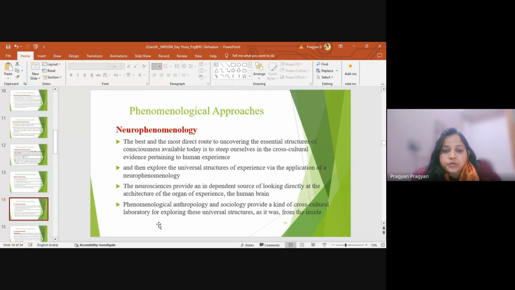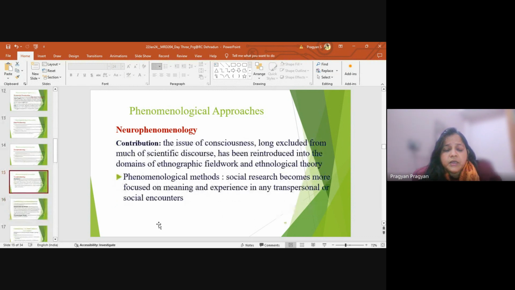So phenomenological anthropology and sociology provide a kind of cross-cultural laboratory. But then in the second step, we have to explore those universal structures of experience so that we can identify what the common features are and how we can scientifically derive common features of those experiences. And that is why we call it neurophenomenology. Then the basic contribution behind neurophenomenology, because it looks like something not familiar to most of us, is that it is important to understand that overall we share a kind of consciousness.